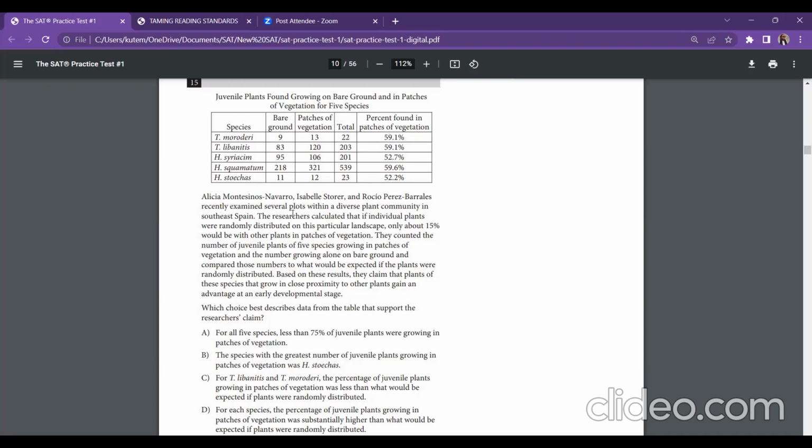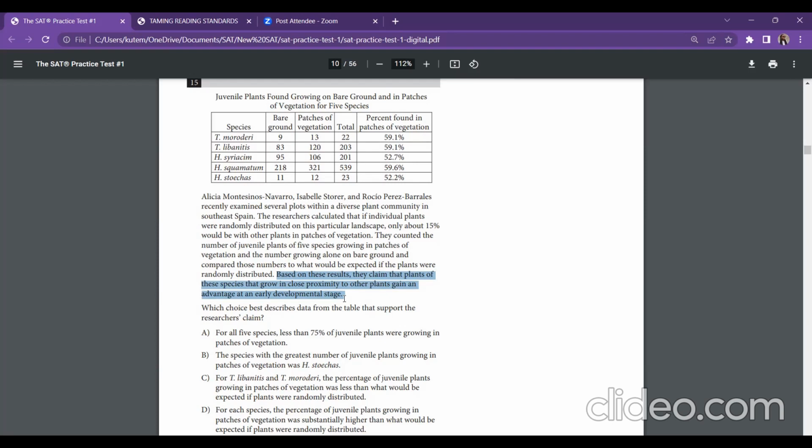Based on these results, they claim that plants of this species that grow in close proximity to other plants gain an advantage at an early developmental stage. So we have a claim towards the end of the passage, which is kind of like a summary. And the question is, which choice best describes the data from the table that supports the claim? So this is an example of the previous type of question, right? Where I'm supposed to draw the connection between the passage and the infographic. So I'll read through it and let you guys see what you think.